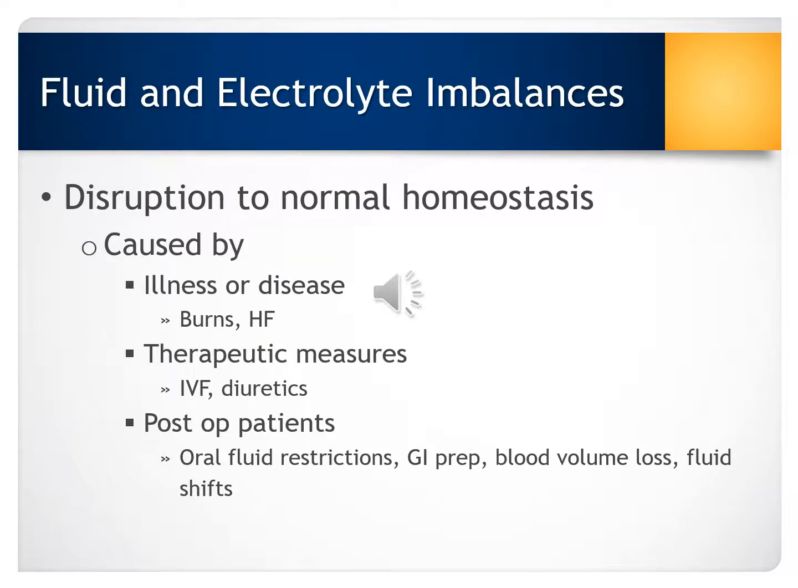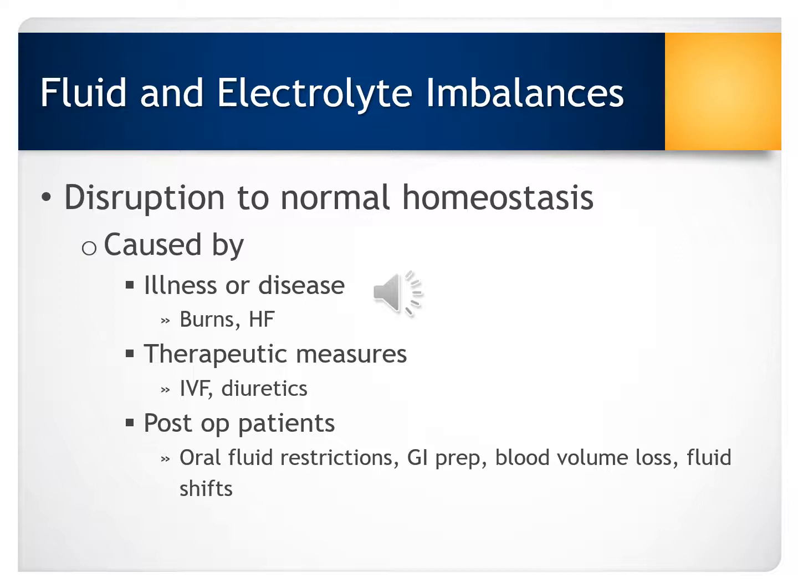Fluid and electrolyte imbalances typically occur because there's been some disruption to the normal homeostasis, and this can be caused by illness or disease. Some common ones might be burns. Typically, if someone has a burn, they will be hypovolemic. A person with heart failure will be hypervolemic because they are fluid overload. There are sometimes therapeutic measures that can cause electrolyte imbalances as well, such as too much IV fluids can cause fluid overload and electrolyte imbalances.